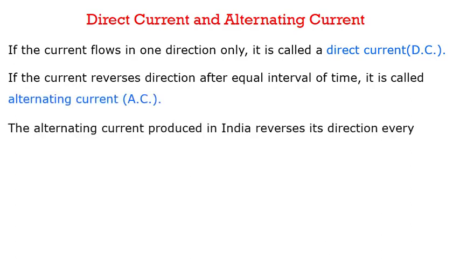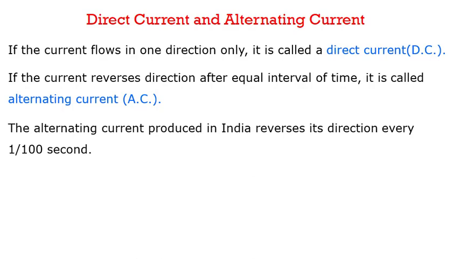The alternating current produced in India reverses its direction every 1/100 second, that is, the frequency of alternating current which we are using in India is 50 Hertz. Now these terms, 50 Hertz, it reverses direction after 1 upon 100 second, all these things we will discuss in detail when we study electric generator.